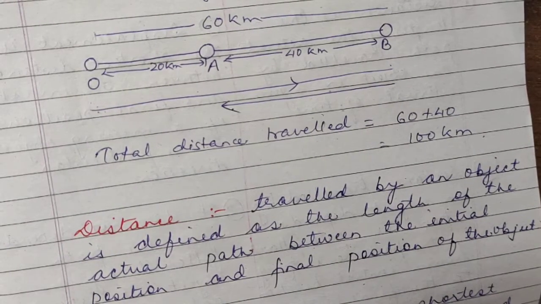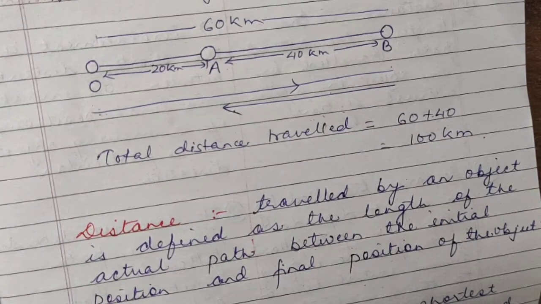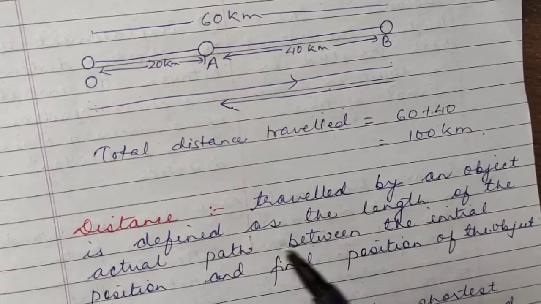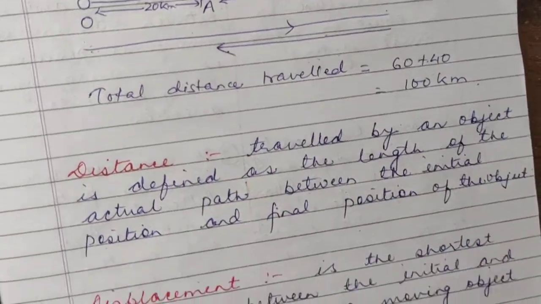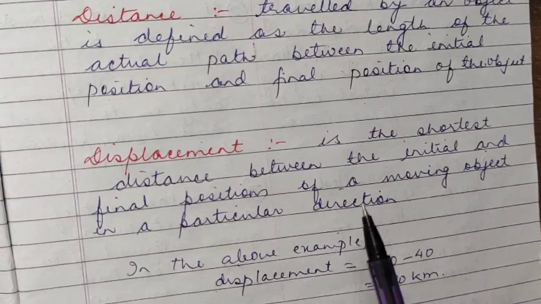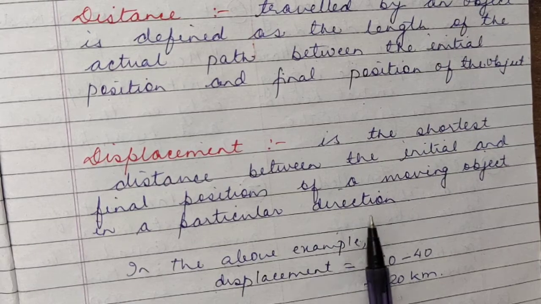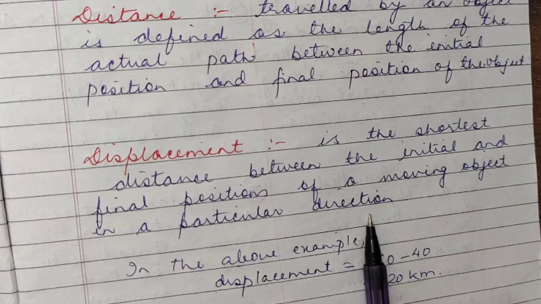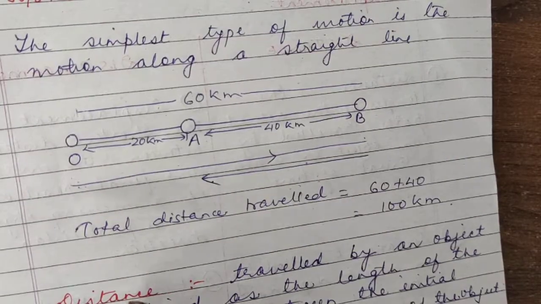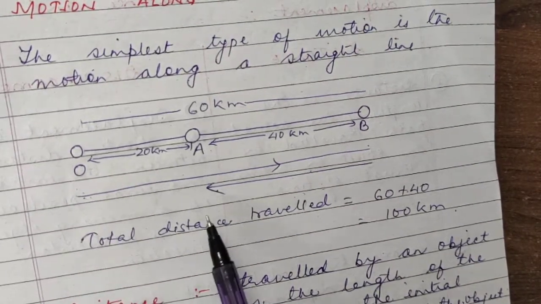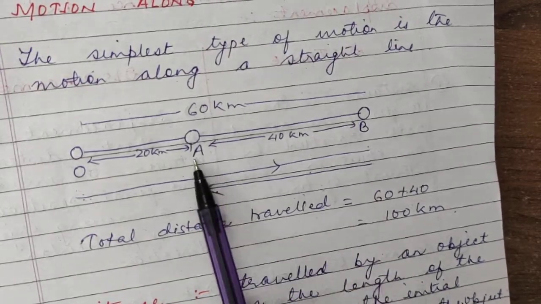Now, another term which we will be using now is displacement. Now, what happens? Displacement is the shortest distance between the initial and final position of a moving object in a particular direction. So, we are taking the same example, that the bus has gone from O to A, from A to B, and then returned back to A.